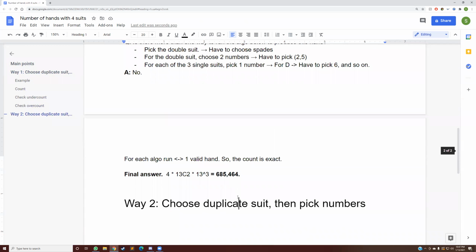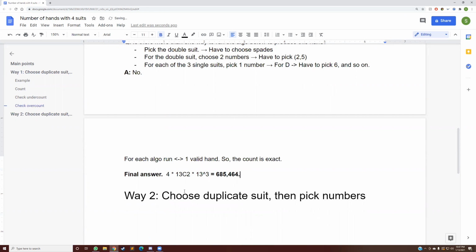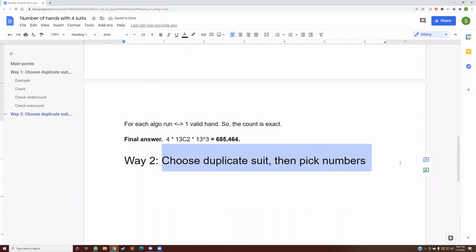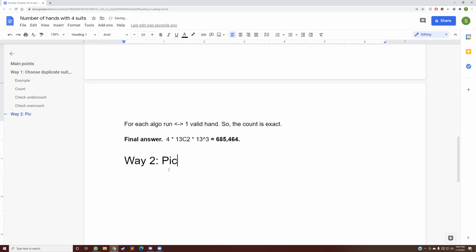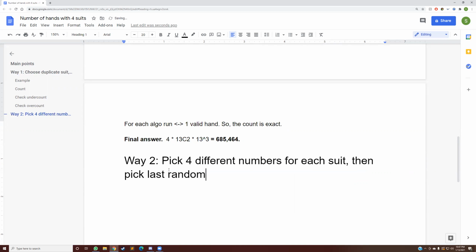Yeah. But okay, assume that we are not so lucky and we have instead come up with a different construction algorithm. There are 2 more. One of them is the one that you picked in your homework actually, and that's for way 3. But let's do way 2 first. How should I call this? Okay. Take 4 different numbers for each suit, then pick last random card. Okay. Now the algorithm is like this.